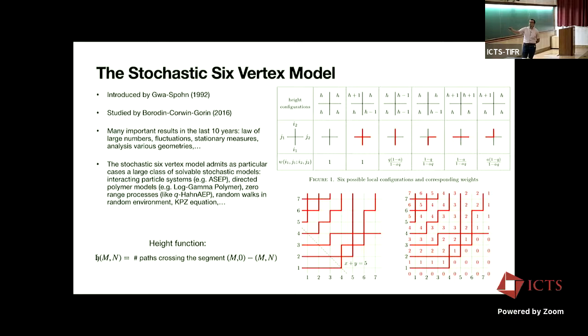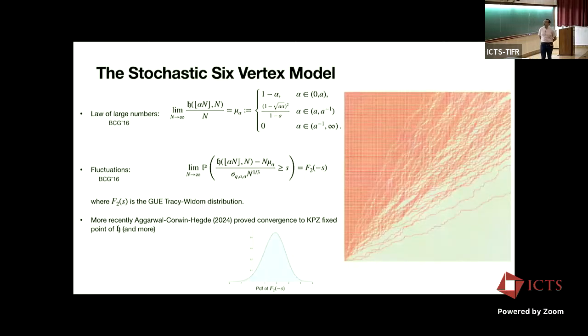Zero range processes like the one described yesterday by Rouven, random walks in random environment, the KPZ equation, and so on. So if you have a good control of this model, then maybe you can specialize your knowledge to all of these other particular cases. But we don't consider particular cases today. We consider this simple case, the stochastic six-vertex model.